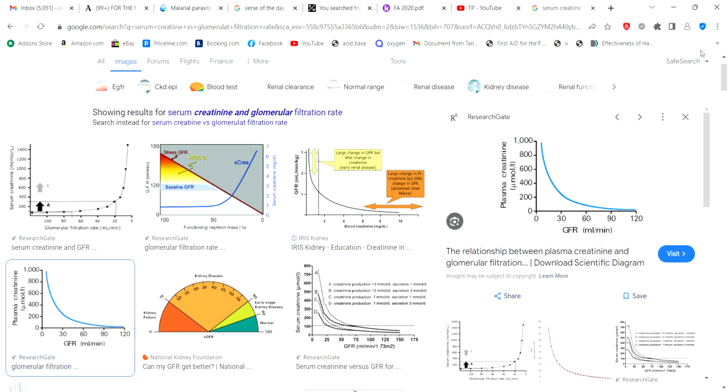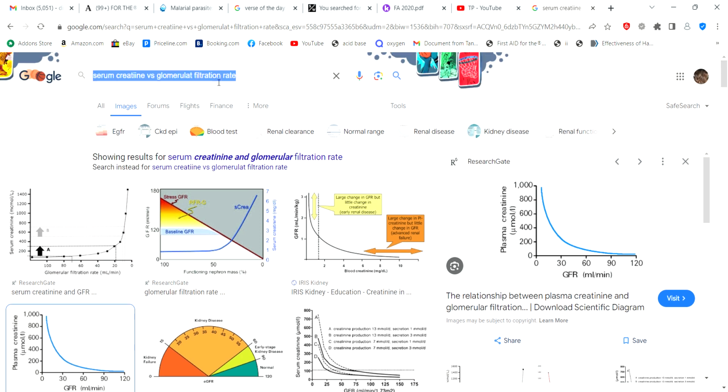Yeah, so for inulin, the filtered amount equals excreted amount. Inulin can be used to measure clearance of any substance, as long as that substance is freely filtered at the glomerulus and completely excreted.